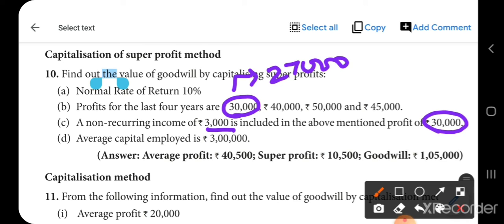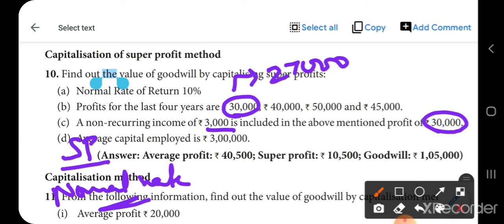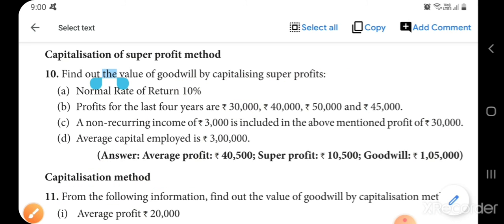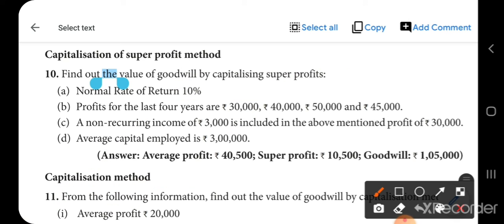Hope it is clear. Next, average capital employed is given as 3 lakhs. Now what is the formula for calculating goodwill? Under the capitalizing super profit method, goodwill is equal to super profit divided by normal rate. You know the normal rate; it is given in the problem as 10%. You don't know the super profit, so you should calculate it. What is the formula for super profit? Average profit minus normal profit.